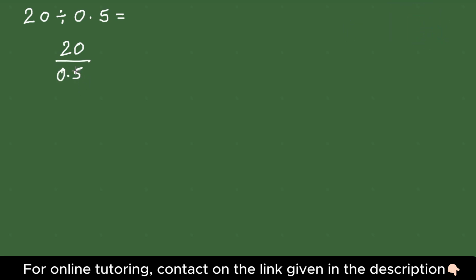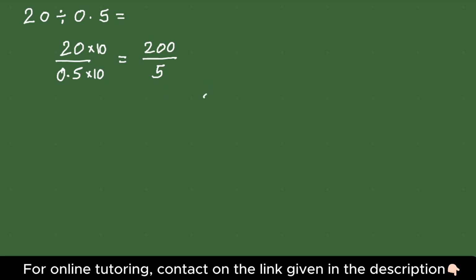Now our goal is to convert this divisor 0.5 into a whole number. For that we need to multiply it by 10. Since we have multiplied the divisor by 10, we will multiply the dividend 20 also by 10. So our problem will be 200 divided by 5. We haven't changed the problem. We just converted the problem so that our divisor will be a whole number. So 20 divided by 0.5 and 200 by 5 both are the same questions.